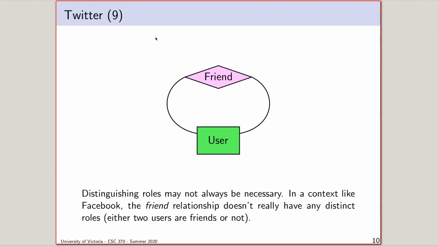So the friend relationship, this is using social media as an example, but this works in real life. I hope it works in real life. The friend relationship doesn't have roles because two users are friends or they aren't. So it's a symmetric relationship, and therefore it's not significant for us to identify the follower or followee. So we don't need to label the legs of the relationship in this case. And if we don't have to do it, we shouldn't do it. We should keep the diagram looking clean.